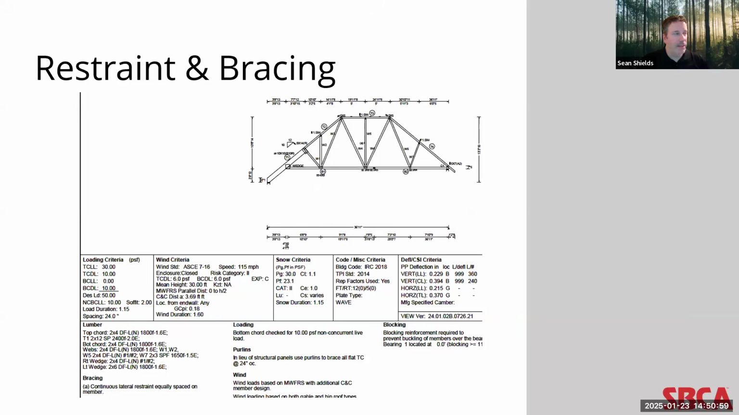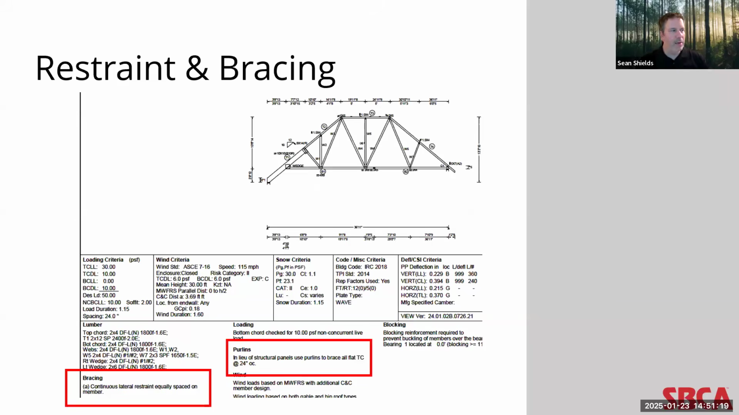Sometimes the truss design drawing will look like this, and you may have notes for bracing that show up at the bottom like this. There's one on bracing that calls out continuous lateral restraint equally spaced on members when it's called out. And it may also say that in lieu of structural panels, purlins can be used as long as they are installed per the instructions on the truss design drawing.